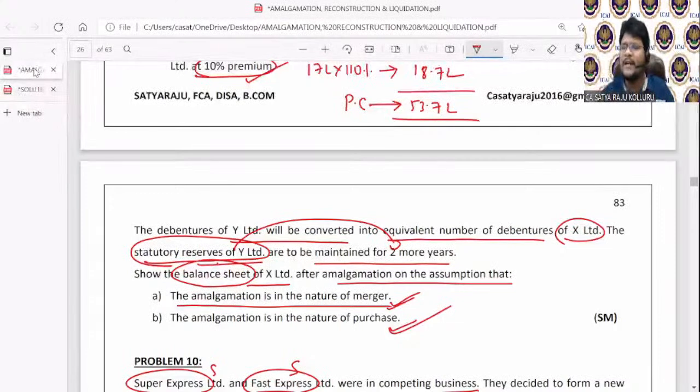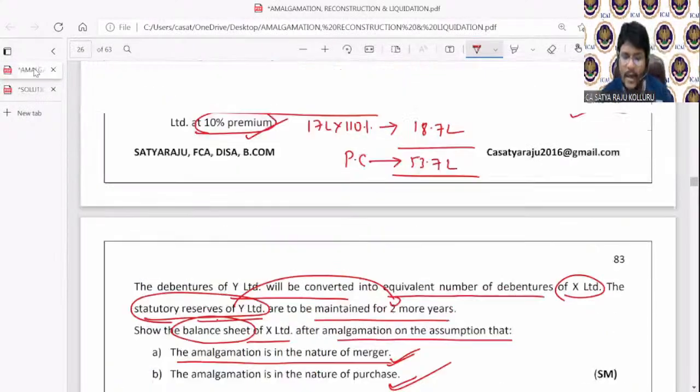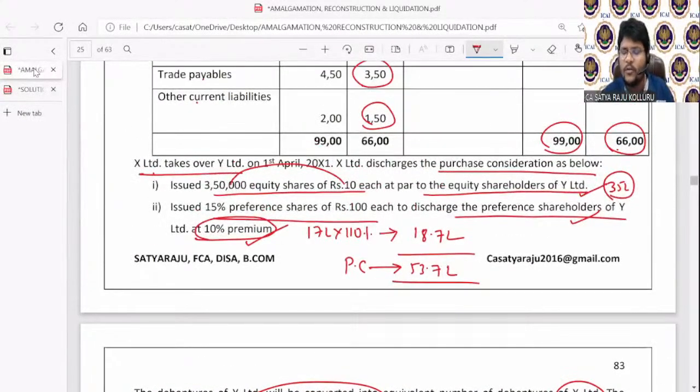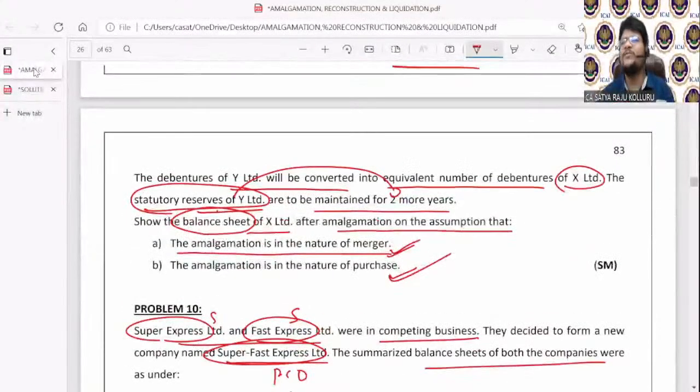Your point is correct. I too agree. Sir, in case of amalgamation in the nature of merger, the purchase consideration is only in the form of fully paid up equity shares. I too agree. But why are you issuing preference shares to the preference shareholders of the selling company? Why are you issuing preference shares? If you ask the question, there is no answer from my side. The reason is just that he is telling us to make the assumption.